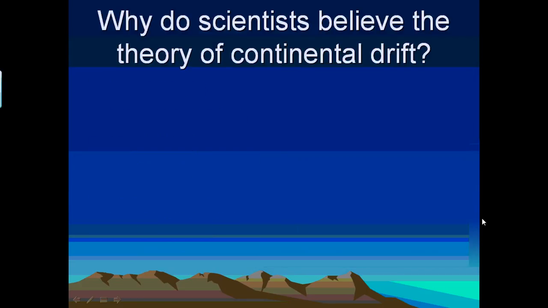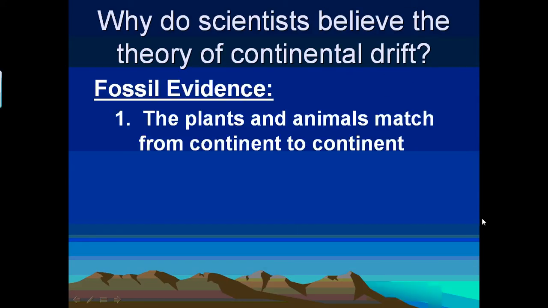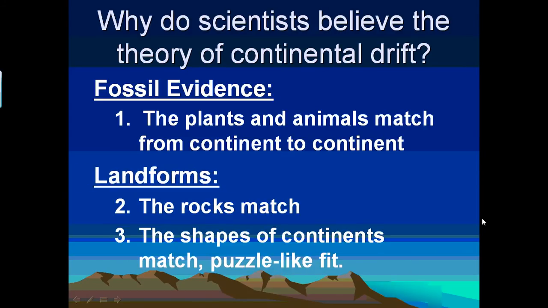Why do scientists believe the theory of continental drift? The first reason is fossil evidence. The plants and animals match from continent to continent. The second reason and third reason would be from the landforms. The rocks match on different continents, and the continents look like they fit together like puzzle pieces. So now we're going to expand on these two ideas, fossil evidence and landforms.